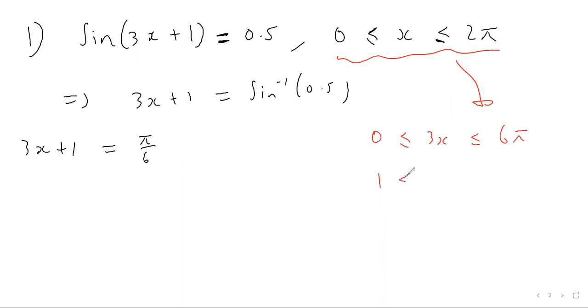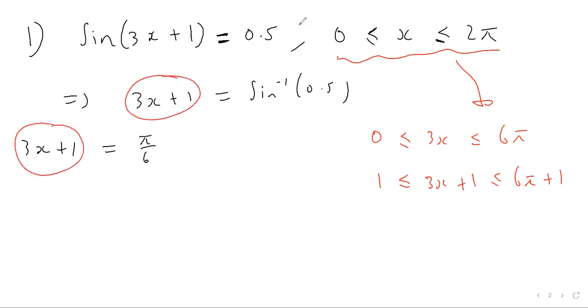So we can say that 1 must be less than or equal to 3x plus 1, which is less than or equal to 6 pi plus 1. What this is telling us is that this thing here, this 3x plus 1, must be between 1 and 6 pi plus 1 in order for us to get a correct solution.